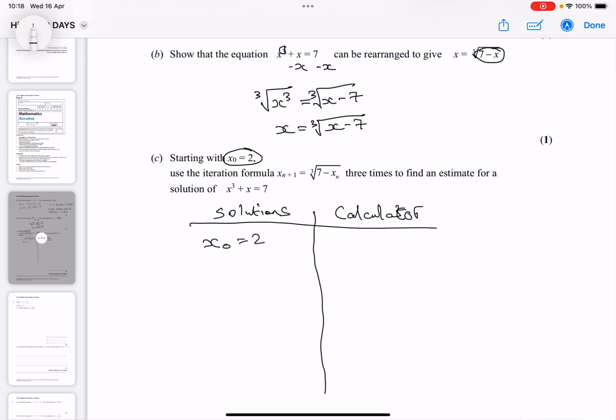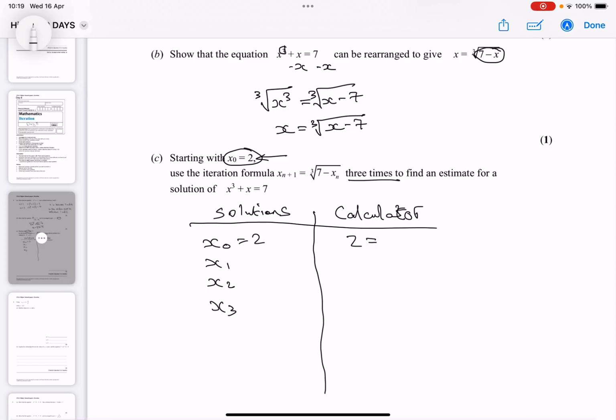It says use the iteration formula xn plus 1 equals cube root of 7 minus xn 3 times to find an estimate for a solution of x cubed plus x equals 7. So 3 times, that means I'm going to do x1, x2 and x3. If you're trying to find the solution, you would put x at the bottom. So probably always check for this. Then I've got to put this 2 into my calculator. So my first step is 2 equals.